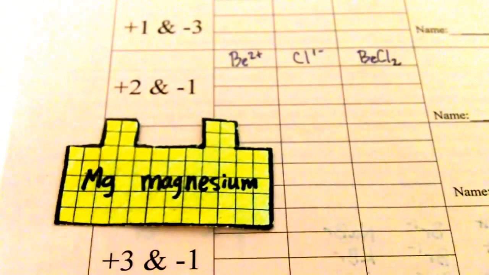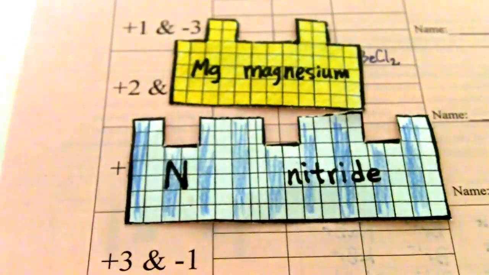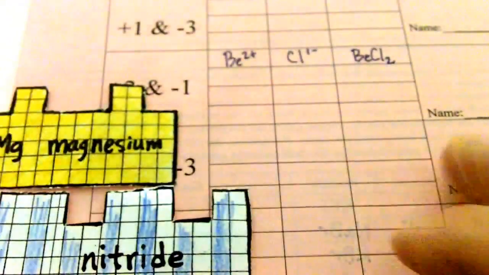A +2 -3 combination. And this one gets pretty complex with this +2 -3 combination. Magnesium, a +2, nitride, a -3. So we'll use those pieces there. But as I mentioned, with that complexity, we have a lot going on with this. So follow along carefully.